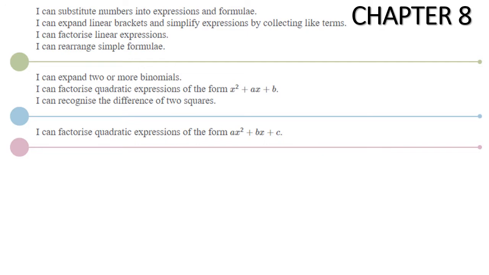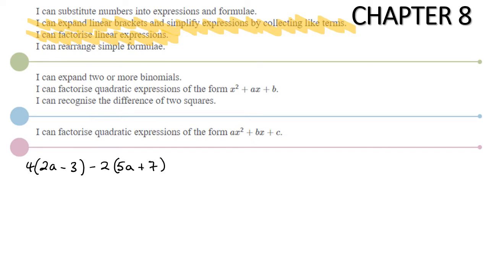Right, next thing we're going to look at is expanding and simplifying linear brackets, so there's no quadratics, and factorizing linear expressions. Okay, so here's an example: 4 times (2a minus 3), and then minus 2 times (5a plus 7). So we're going to expand and simplify. So let's put some arrows in. So we're going to multiply those out, and then see what we get.